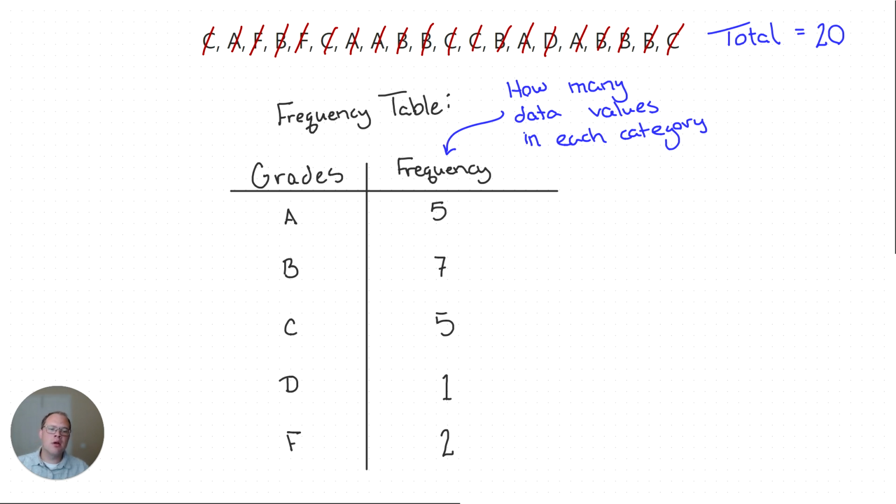Okay? Now, sometimes when constructing tables like this, it's more important to know the fraction or proportion or percent that each category makes up in relation to the total. Okay? In relation to the total. So sometimes we add a third column here, and we call this the relative frequency.